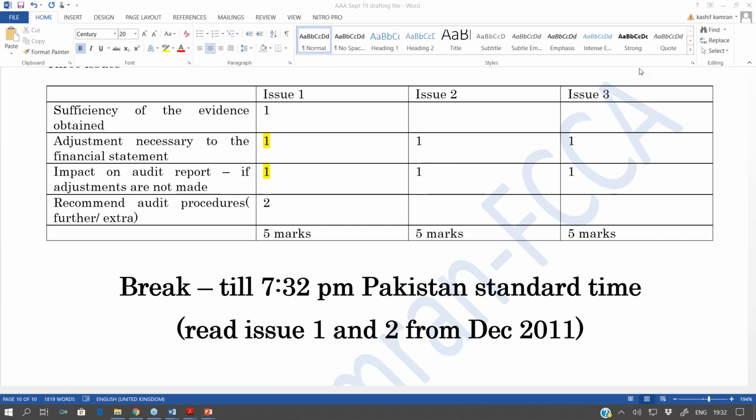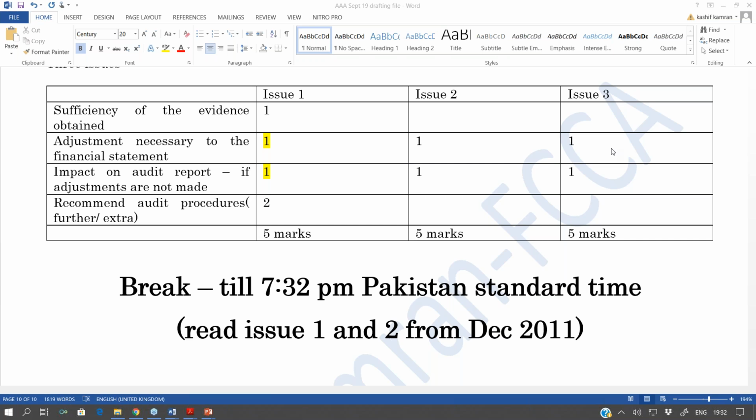Okay, welcome back after the break. And we now need to start on with the December 11, question number one. And we're looking at the three issues, right? And in these issues, we will be looking for sufficiency of the evidence, adjustment necessary, impact, and recommend the procedures.